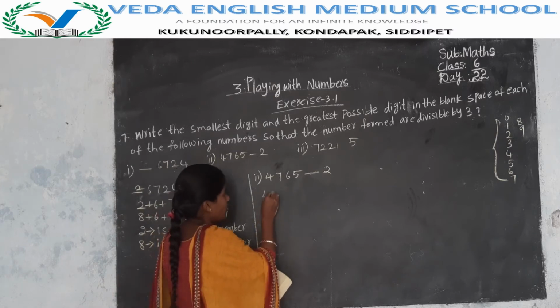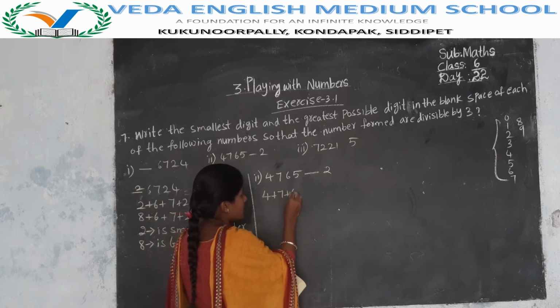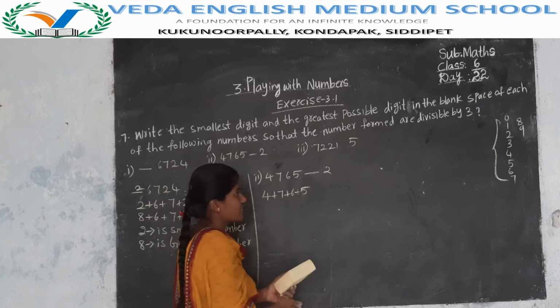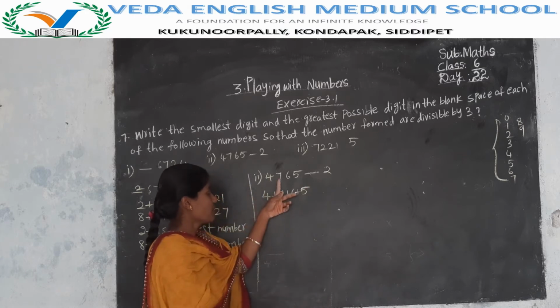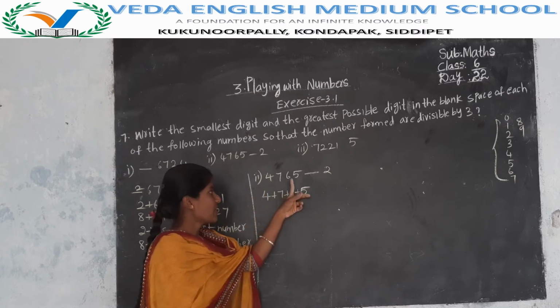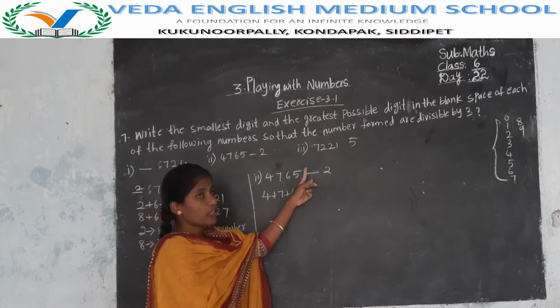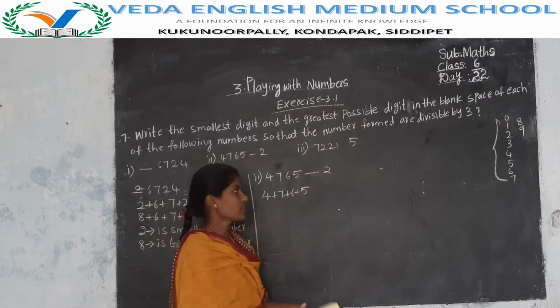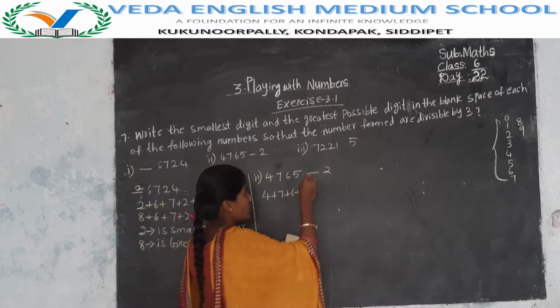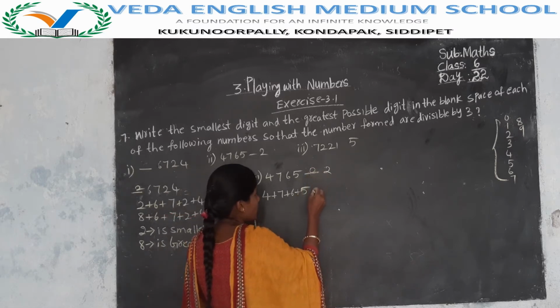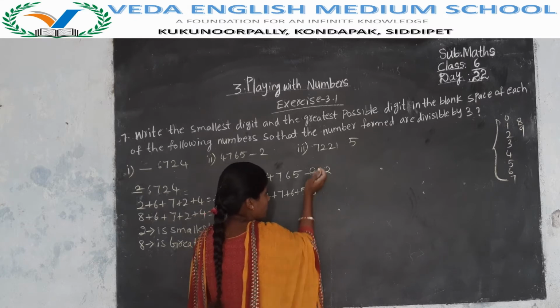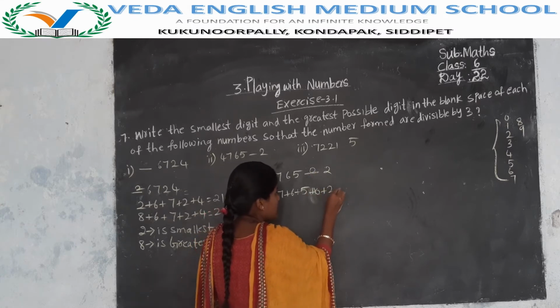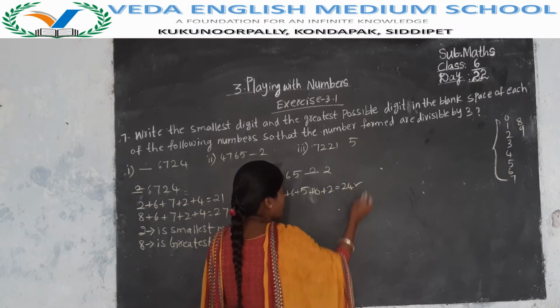First 4 plus 7 plus 6 plus 5. First we will try with 0. 7 plus 4 is 11. 11 plus 6 is 17. 17 plus 5 is 22. 22 plus 0 is 22. 22 plus 2 is 24. Is 24 divisible by 2? Sorry, is 24 divisible by 3? Yes, it is divisible. So with 0 it is possible.